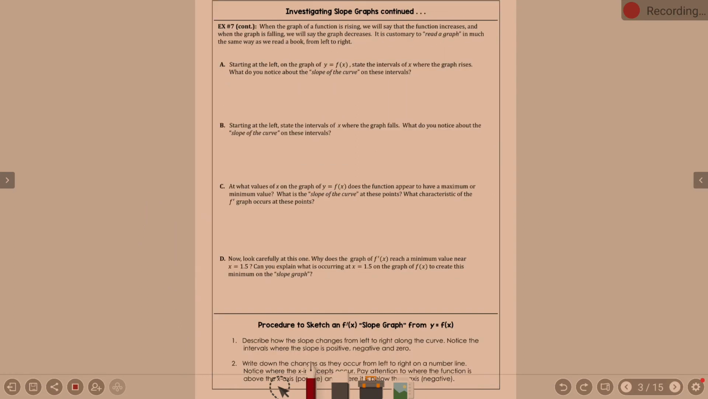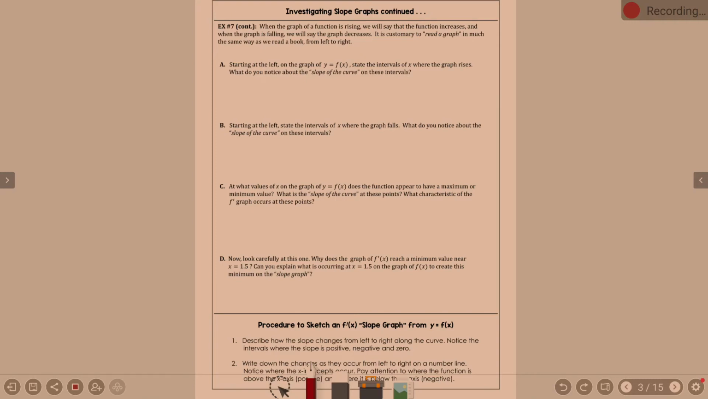Okay, let's look at the next page. So kind of continuing on. When the graph of a function is rising, we will say that the function increases. That's just alluding to that, right? When the graph is falling, we say the graph decreases. It's customary to read a graph in much the same way as we read a book, from left to right. I taught this to you a year ago when I taught increasing and decreasing in pre-calc. And I say a year ago because guess what I'm teaching in pre-calc today? Increasing and decreasing functions. Okay, so as you go left to right, if your graph is going up, it's increasing. If your graph is going down, it's decreasing, but always left to right.